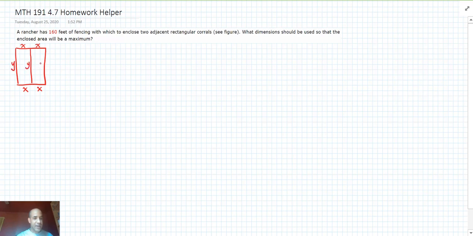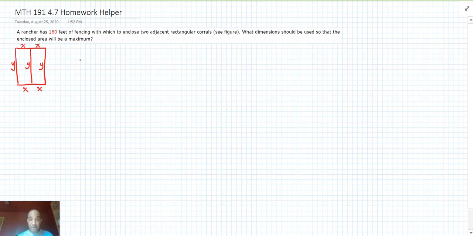I believe in the figure they give you what they suggest for the variables. So what they do is they call x one dimension of the smaller corral, right? This is the half of a corral. And then they call that x on this one too because they're the same size. So what we have here is x on both sides and y for all of these lengths.